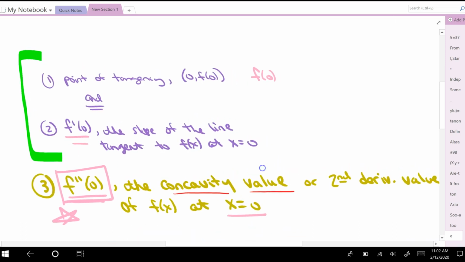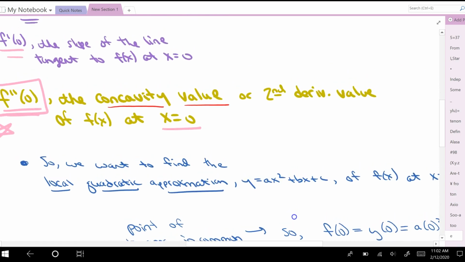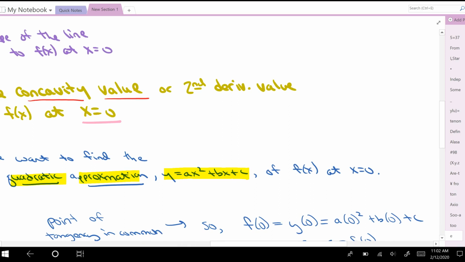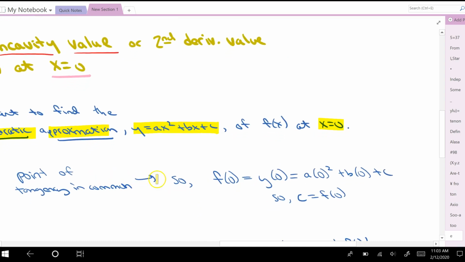The question is, if I increase the degree of my approximating function, how do I do that? All right, here we go. So the goal is to find the local quadratic approximation, that's what it's called, in this form, of f of x at x equals 0. We want the point of tangency to be in common. So look at this argument right here, and follow me. I want the point of tangency to be in common. So what I'm saying is f of 0 needs to equal y of 0.